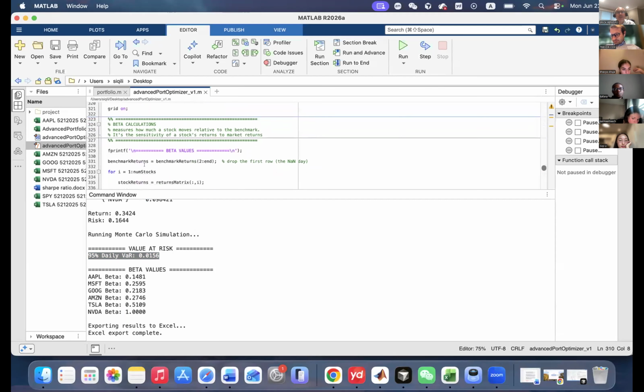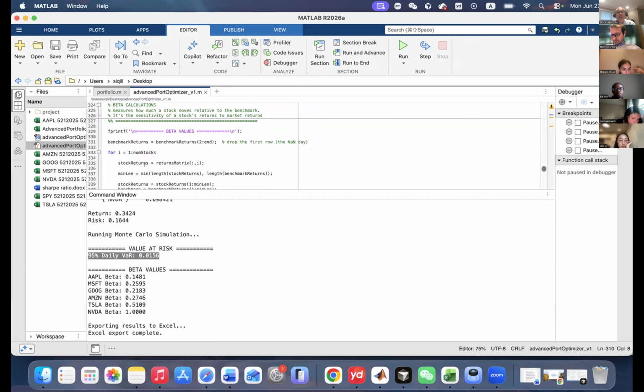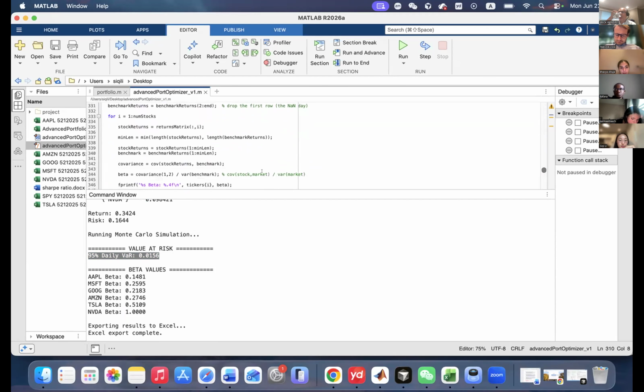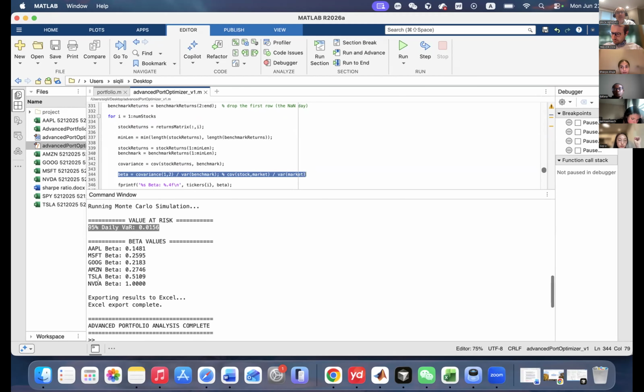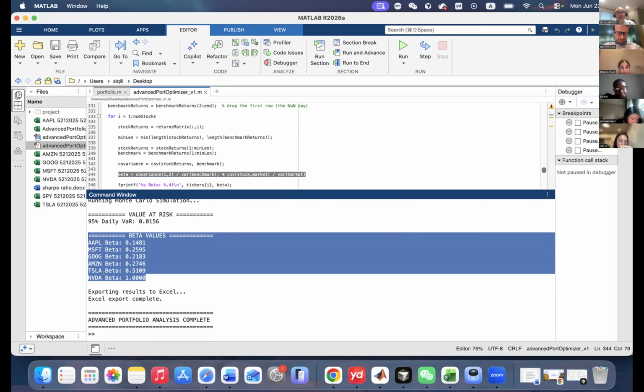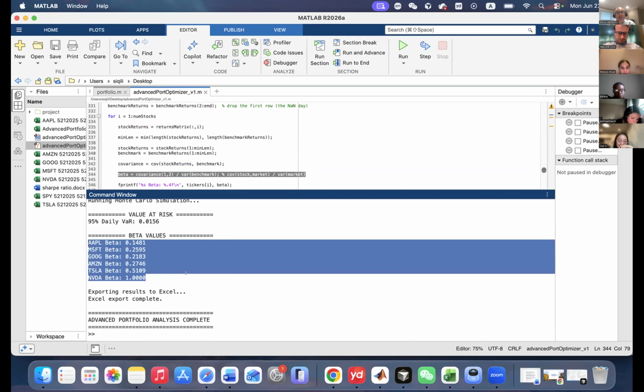And the second calculation is beta. It measures how a stock moves relative to the benchmark. The formula is to use the covariance of the stock and the benchmark and divide it by the variance of the benchmark. The result here, I think maybe we didn't use the correct benchmark, right? Because it's moving with the market. Interesting. But all of them are defensive.